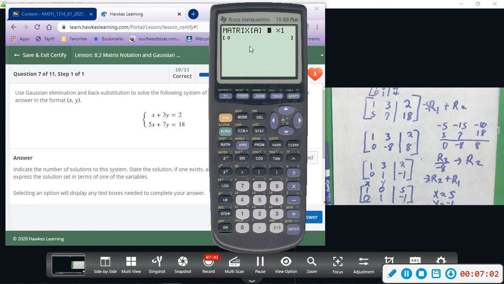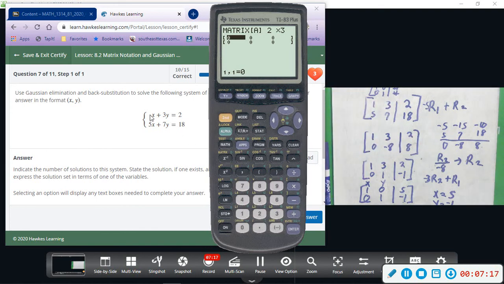Now you have to tell it how many rows, how many columns. So we got 2 equations, 2 rows, 3 columns. So we're going to say 2, enter, 3, enter. We have a 2 by 3. All right. And we're going to enter the coefficients.